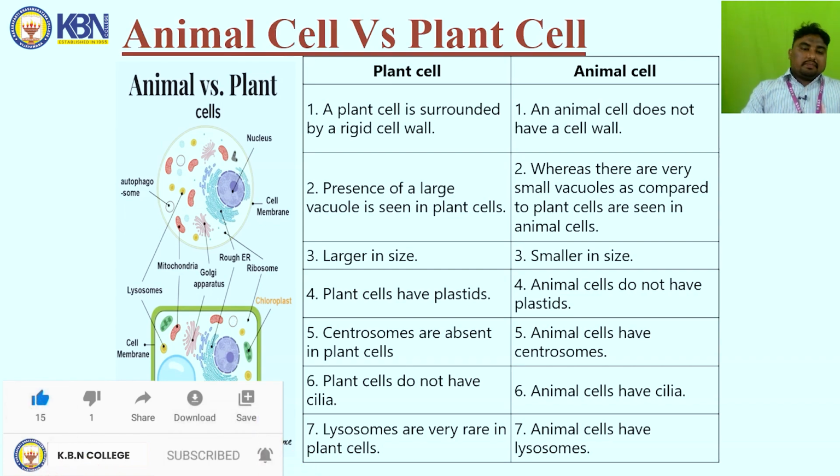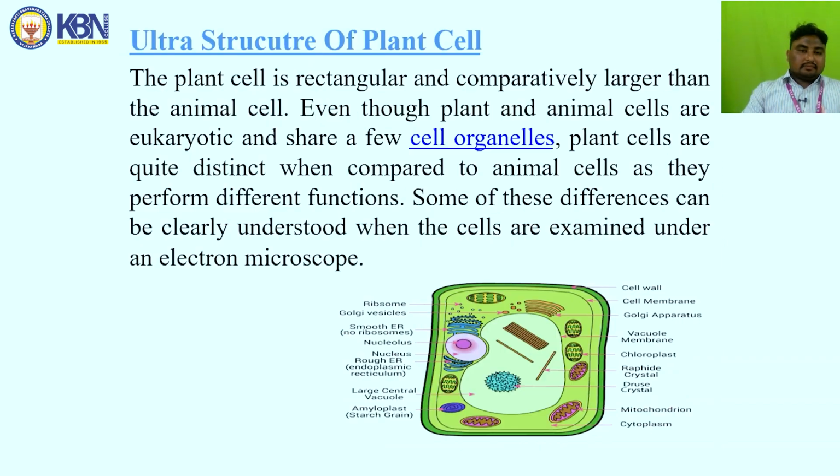These are the pictures of the prokaryotic cell, the animal cell and the plant cell. The ultrastructure of the plant cell. The plant cell is rectangular and comparatively larger than the animal cell. Even though plant and animal cells are eukaryotic and share a few cell organelles, plant cells are quite distinct when compared to animal cells as they perform different functions. Some of these differences can be clearly understood when the cells are examined under the electron microscope.